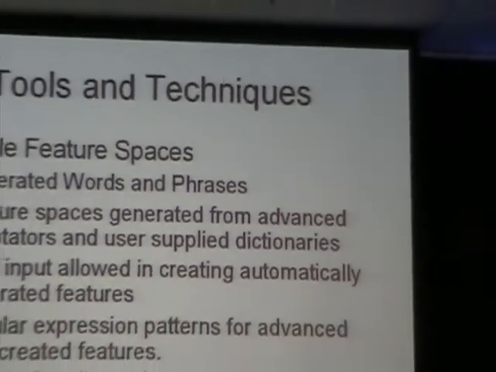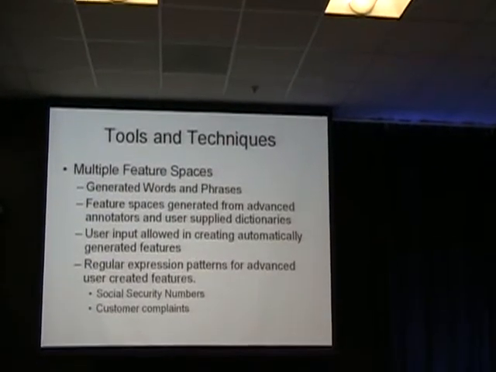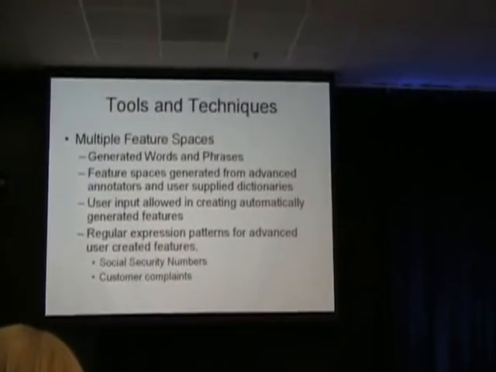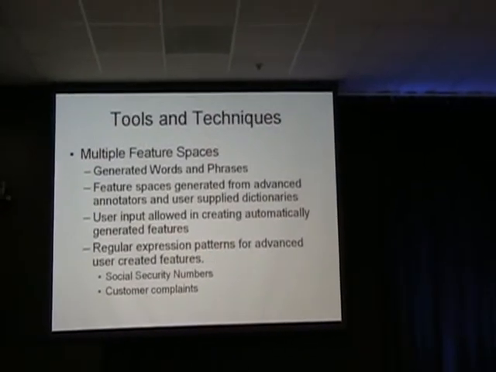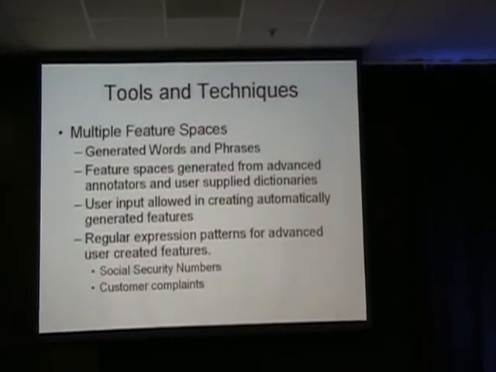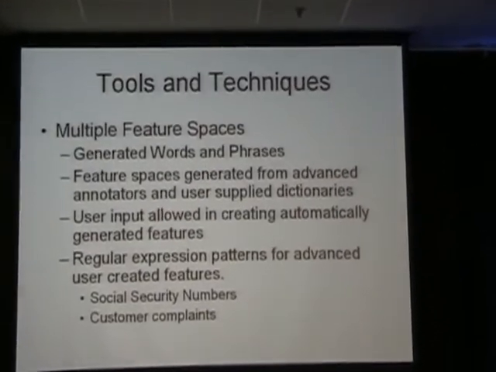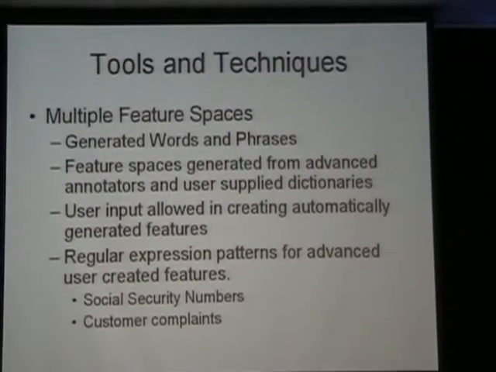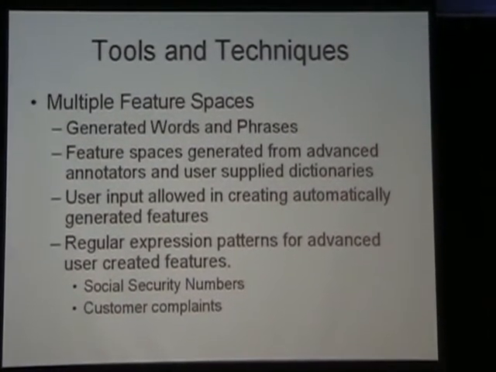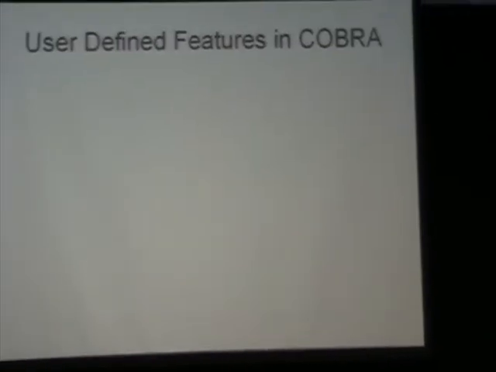So, multiple feature spaces. For this, we use generating words and phrases as our first baseline of features. And then we use user input to improve the generation of those features. This can be annotations, it can be user-supplied dictionaries, it can also be synonym lists, it can be regular expression patterns that define certain things that are interesting for features. So we really try to throw in all the kinds of features that might be helpful to us.